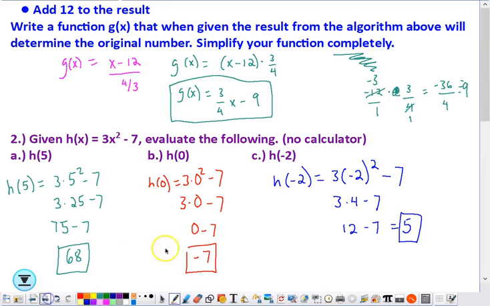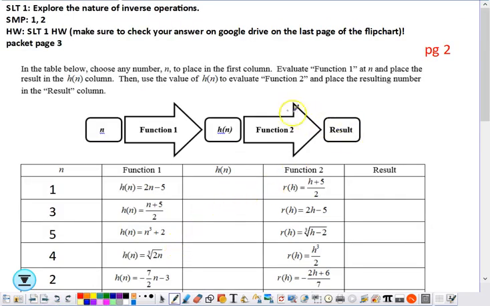Go ahead and open up your packets to page 2. Today we're going to explore the nature of inverse operations. As a reminder, you are still responsible for page 3. I'm going to let that go. I'm not going to pause the recording.